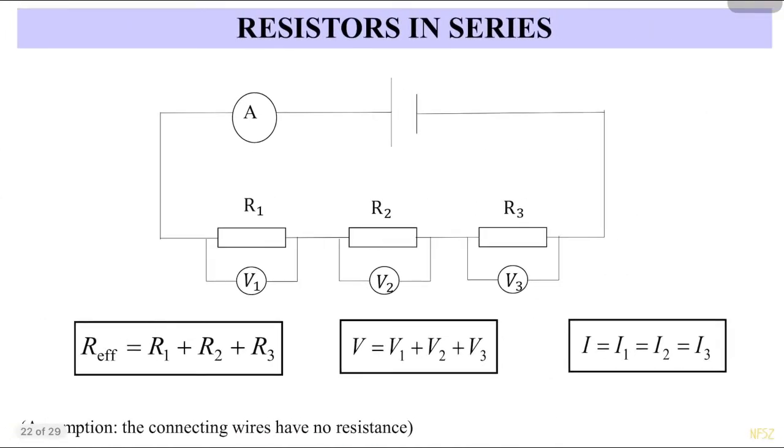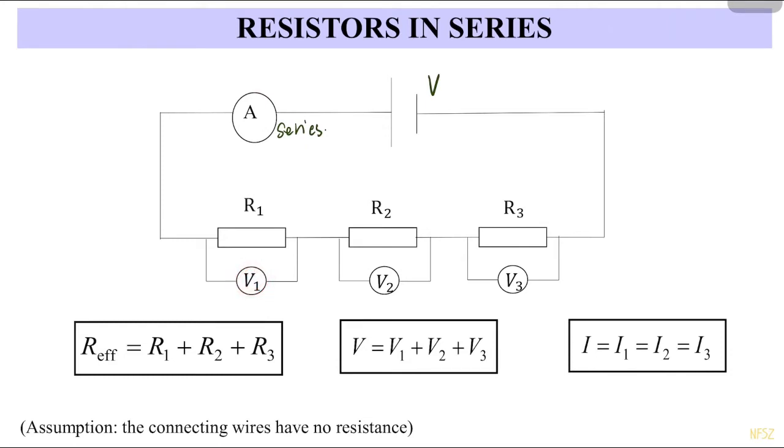So we look at resistors in series. Here we have a power supply. Then we have an ammeter. What is the function of an ammeter? To record the current flow in the circuit. If you notice, the ammeter is connected in series, because we want to read the current flowing. The ammeter is in series and the voltmeter is in parallel.